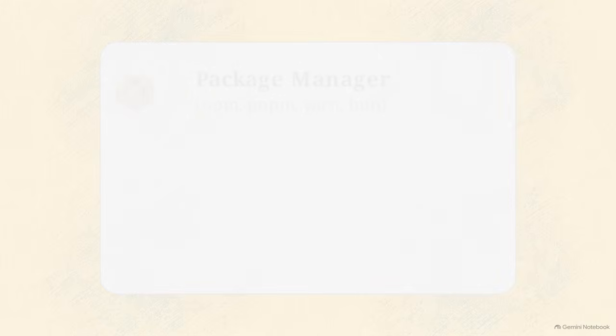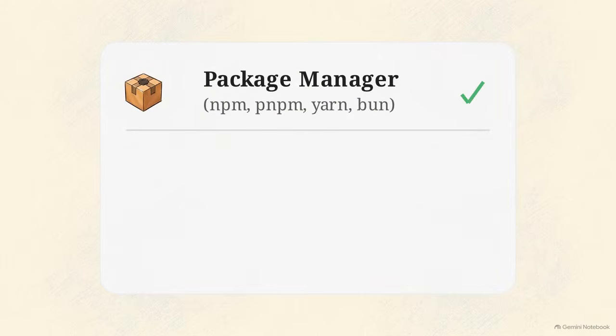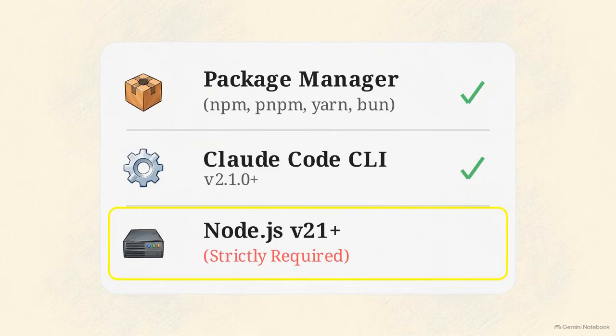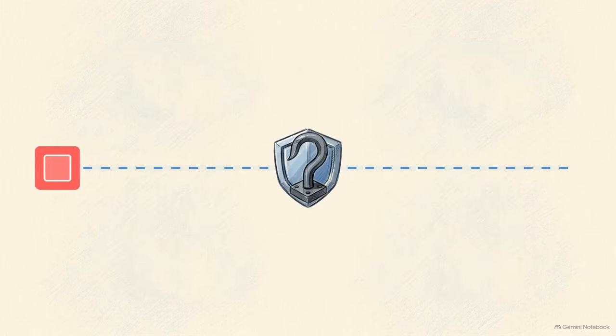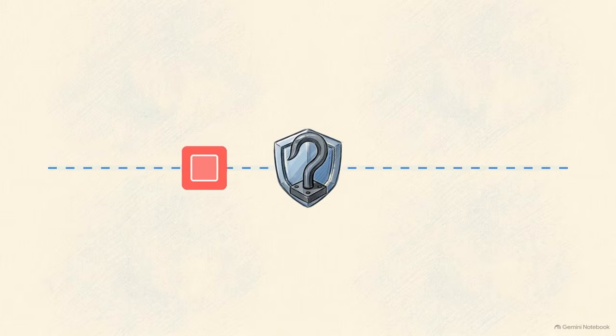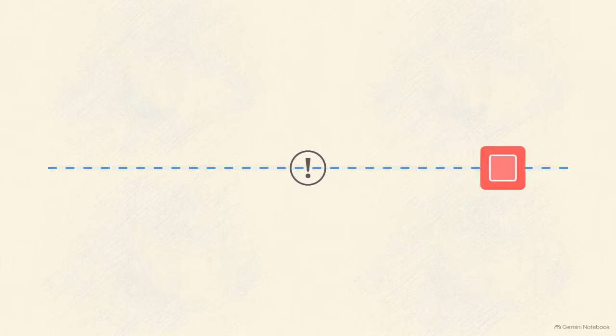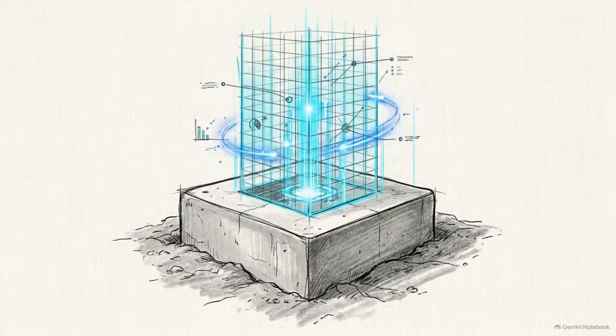You need your preferred package manager installed, Claude Code updated to version 2.1.0 or higher, and strictly Node.js version 21 or above. That Node version is mandatory. Running an older version of Node causes the framework's security hooks to fail silently. The system will look like it is working, but it will exit without actually intercepting or blocking malicious tool calls. Establishing the correct foundation is your first line of defense.